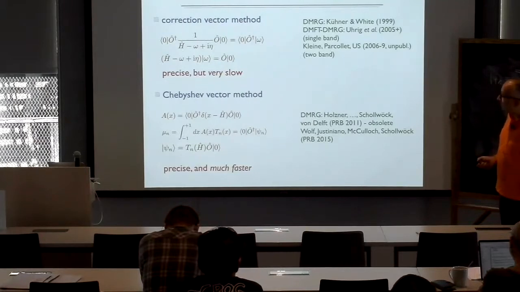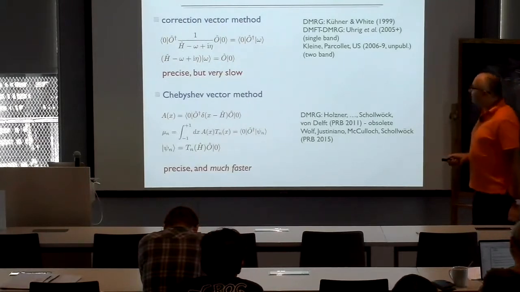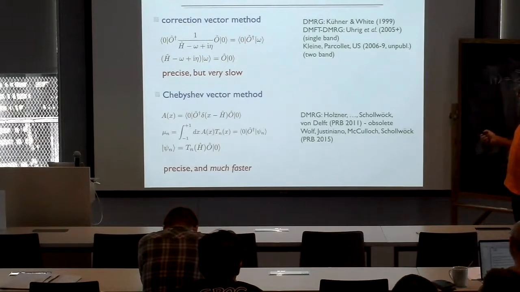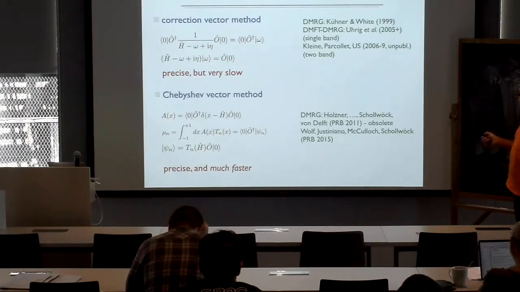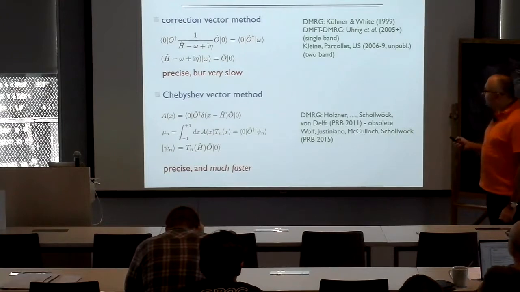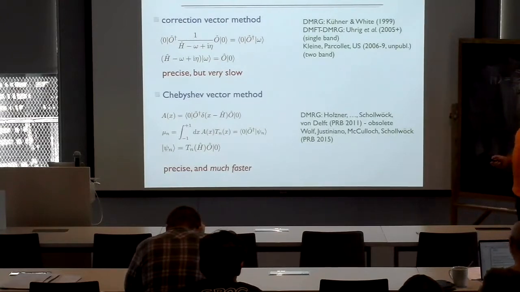This is a very precise method, but it's really extremely slow. This method was brought to DMRG by Steve White in '99. In the DMFT context, the first people who really applied it seriously were Götz Uhrig and a few others. They solved the single-band DMFT problem for the Hubbard model on the Bethe lattice admirably.